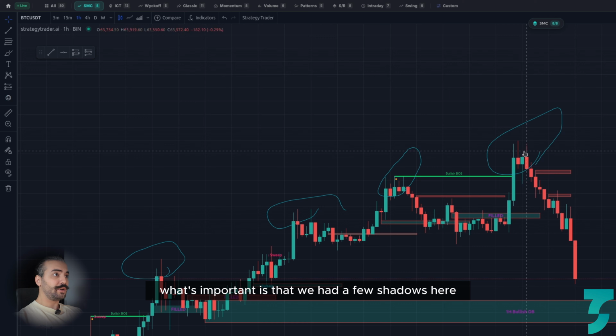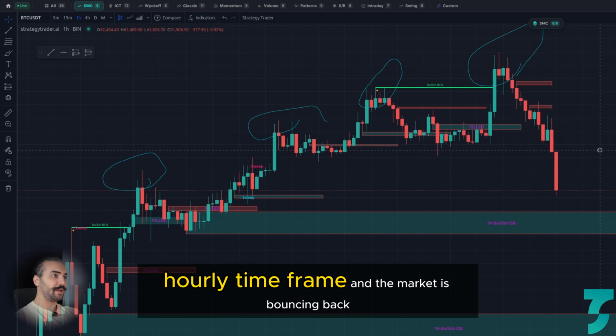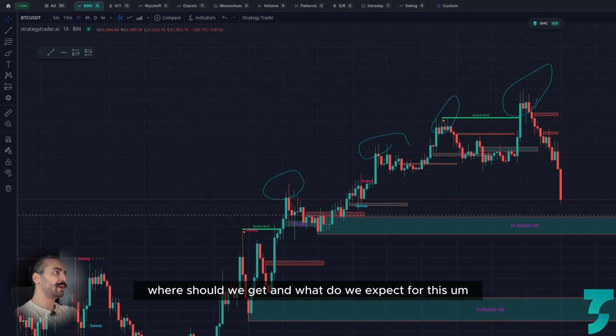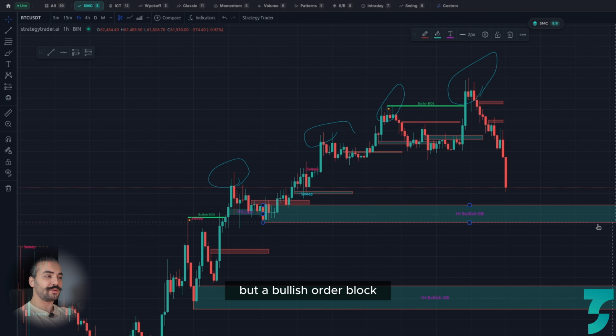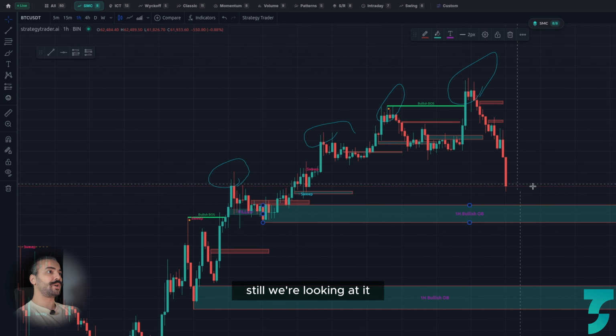But what's important is that we had a few shadows here. Right now we're in the hourly time frame and the market is bouncing back. But where should we get, and what do we expect for this New York session? First of all, we can see a bullish momentum, but a bullish order block, to be honest, might not be as valid as possible. Still, we're looking at it.